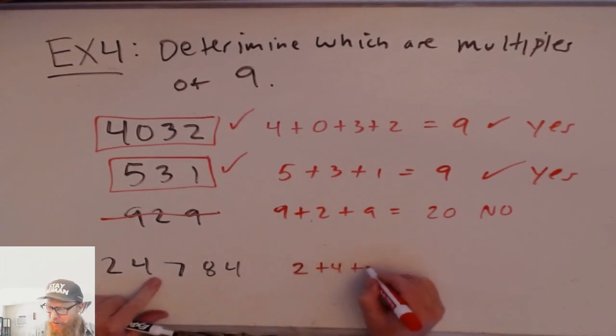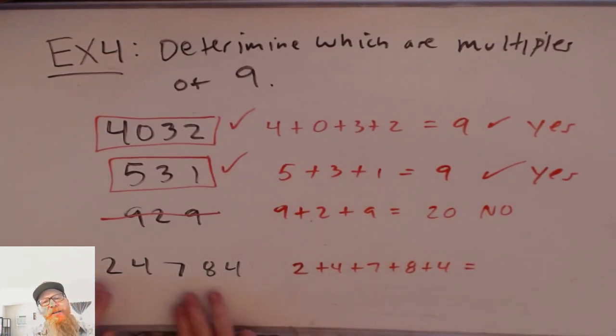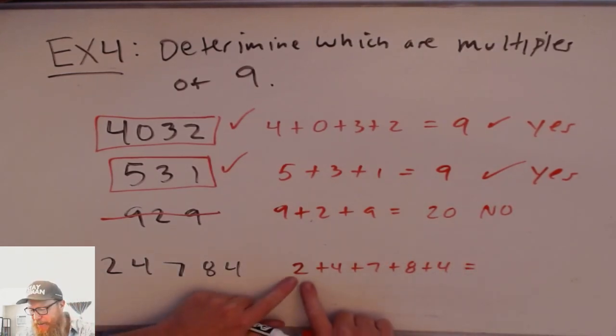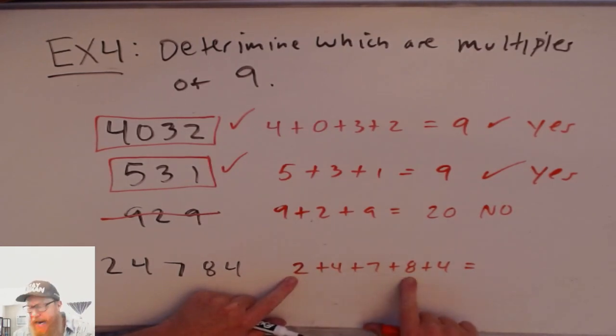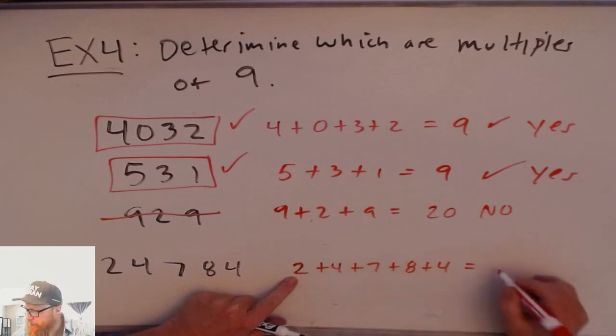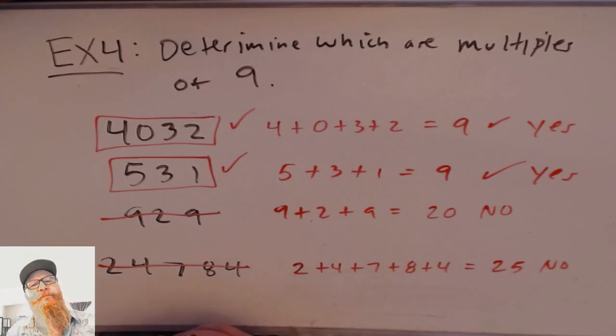Let's try this one. 2 plus 4 plus 7. You can do this mentally if you're good at mental math. When the numbers start to get this many, I just write it all out. 2 plus 4 is 6. Plus 7 is, what's that, 13. Plus 8 is 21. Plus 4 is 25. No, that's a no. Okay.